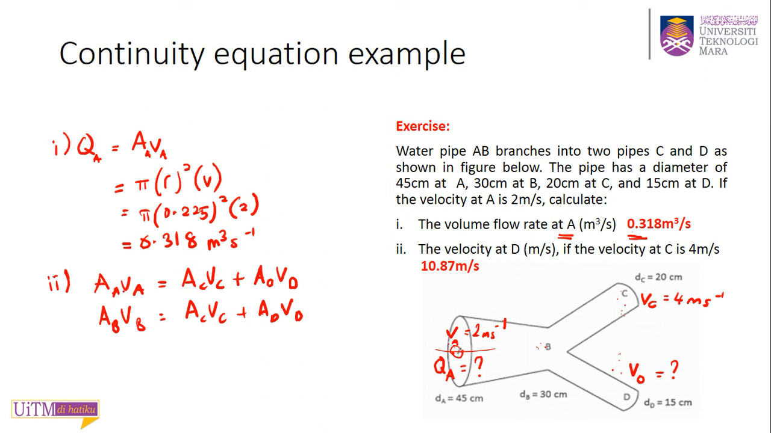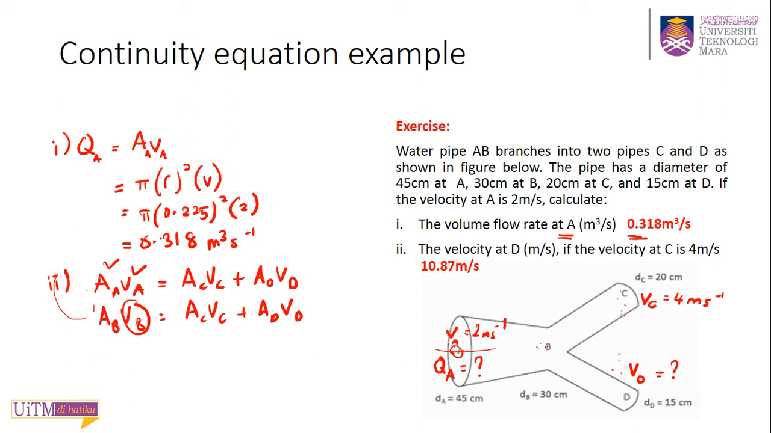So I chose this one. I think that's the best option because you have the area A and you have the V. If you choose A_B V_B, you don't have the VB, then you need another step. You need to find the VB first from the QA, then you can use this equation. So I chose a very short way, and that's the best way. We just use A_A V_A equal to A_C V_C plus A_D V_D.